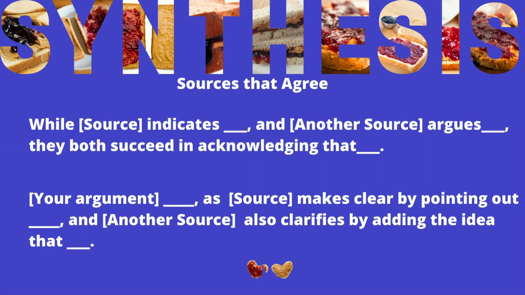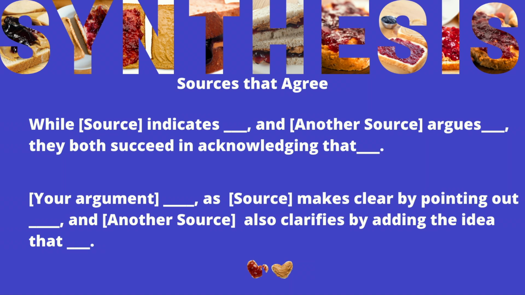While you're composing your synthesis essay, phrases or sentences like this can help you as a writer guide yourself towards synthesis, but they can also help your readers understand that you're synthesizing. You might have something like, "While source indicates blank, and another source's name argues blank, they both succeed in acknowledging that." What a sentence like this does is show that there might be some differences. That's what the "while" indicates, but you're also saying that they both succeed in acknowledging that.